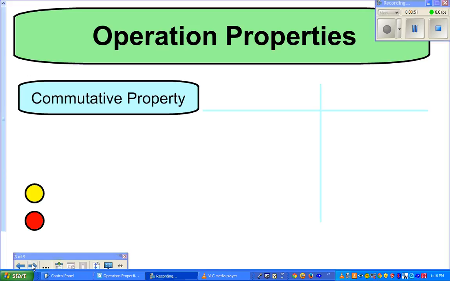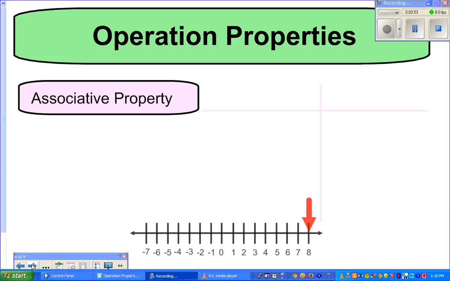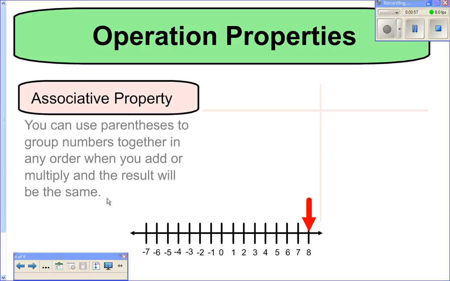Our second operation property is the associative property. The associative property teaches that you can use parentheses to group or associate numbers together in any order when you add or multiply, and the results will be the same. Well, let's look at just the associative property of addition right now.